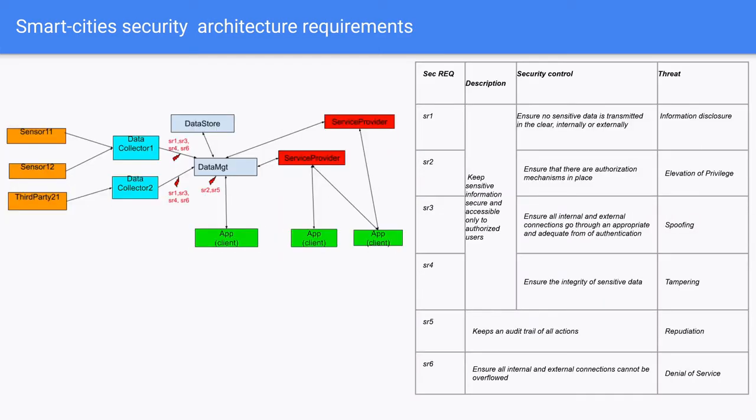Smart Cities Security Architecture Requirements. In this study, we only focus on the protection of the collected data asset. This asset faces the following threats: SR1, SR2, SR3, SR4, information disclosure, elevation of privilege, spoofing, tampering, comparable to a classic information system and its security requirements.